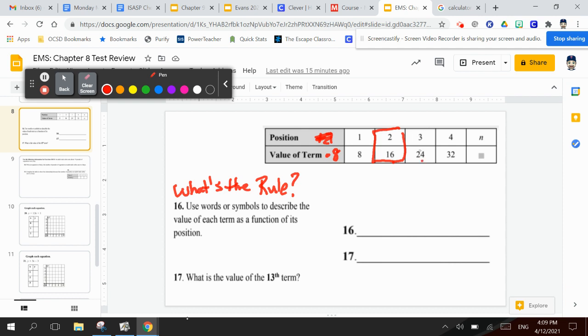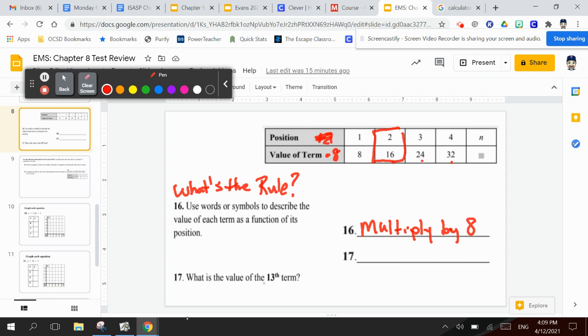3 times 8 is 24. Yes. And 4 times 8 is 32. So what's the rule using words? We multiply by 8. That's our number.